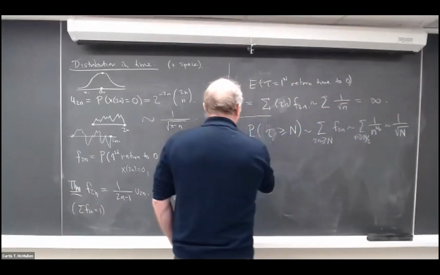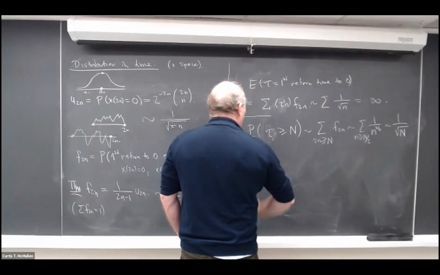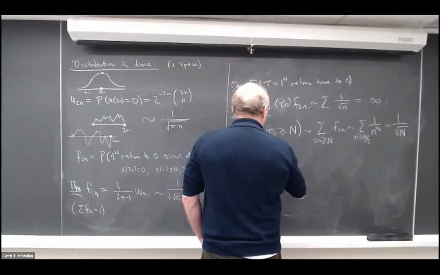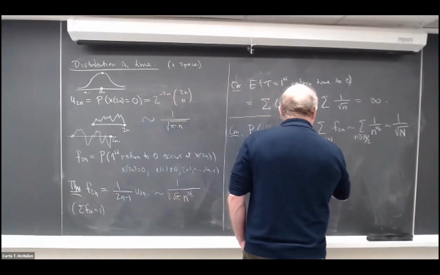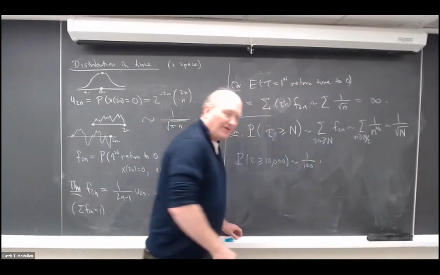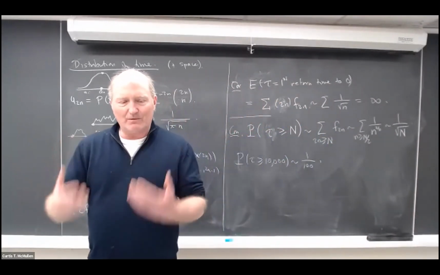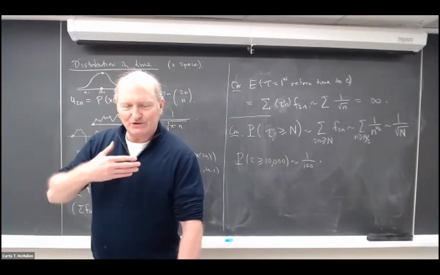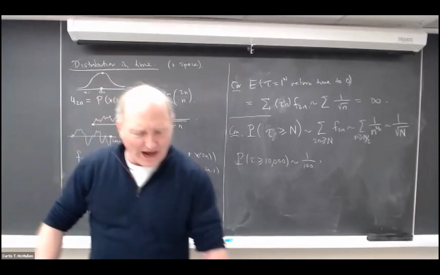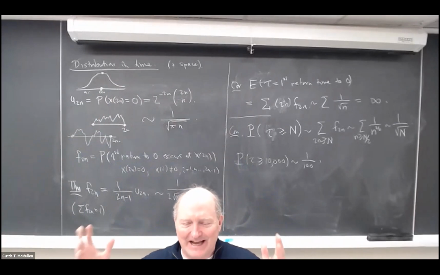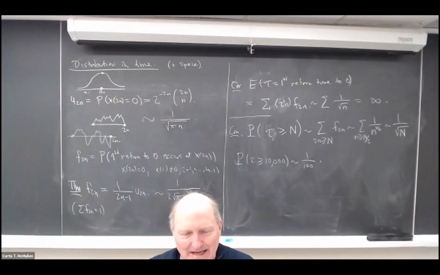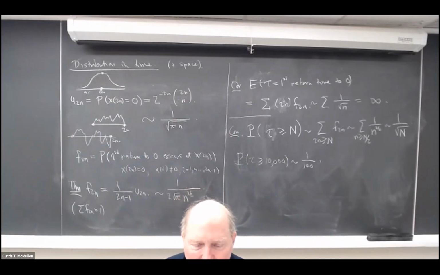So for example, the probability that the first return to the origin is greater than 10,000 is on the order of 1 over 100. So when you take a random walk, there is a 1% chance that you go on this wild adventure where it takes you 10,000 steps to get back to where you started. You get a little bit away from the origin and then you get totally lost, and it takes you a really long time to come back.